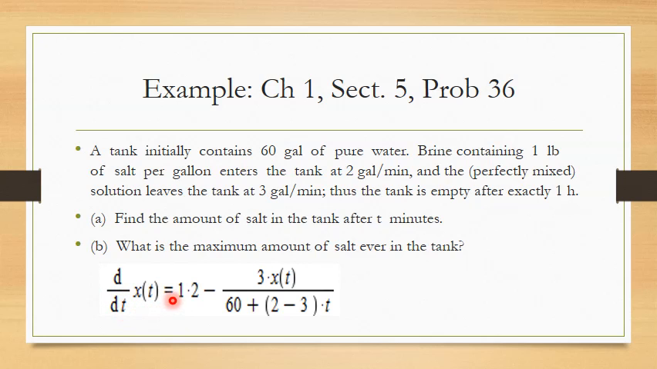Alright, so this is what's coming in. What's coming in? We have 1 pound of salt per gallon. So this is a mass per volume. That's 1. And the concentration is in pounds per gallon.